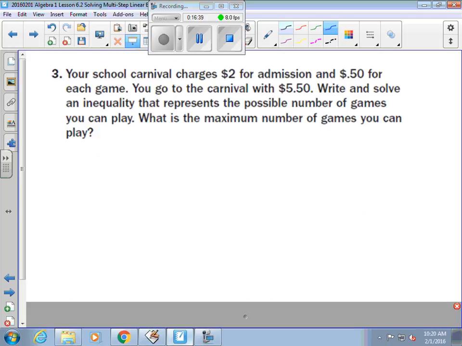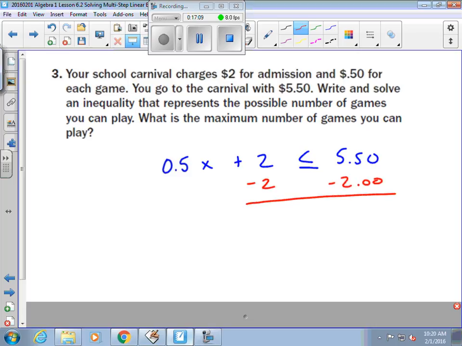And the last checkpoint problem says your school carnival charges $2 for admission and 50 cents for each game. You go to the carnival with $5.50. Write and solve an inequality. What is the maximum number of games you can play? So just like the equation we did for the example, 50 cents times x plus $2 has to be less than or equal to 5.50. Subtract 2 on both sides. 50 cents times x is less than or equal to 3.50. Divide by 50 cents on each side.